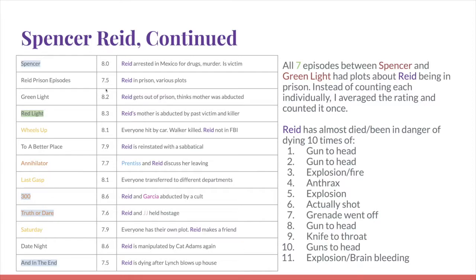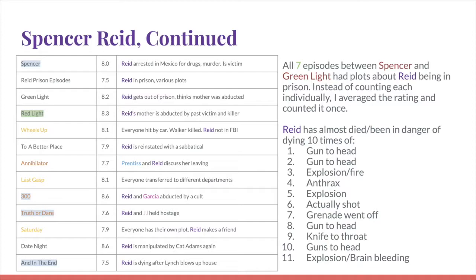Once again, Reid's loved one is a victim when his mom was abducted in Red Light. Then a couple of seasons he has a break of not being a victim until season 14 when he was abducted by a cult in 300. And then at the end of that season, Reid and JJ are held hostage in Truth or Dare.